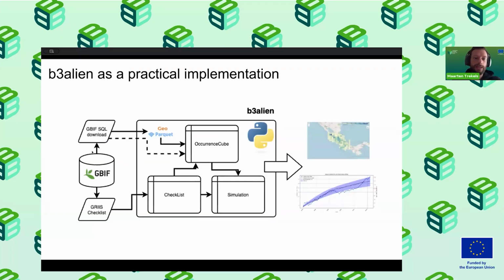How does it work? Well, both the GRIS checklist and the occurrence data are on GBIF. So from GBIF, we generate a SQL download, and we take the GRIS checklist of the country under consideration. From this SQL download, you have two routes.